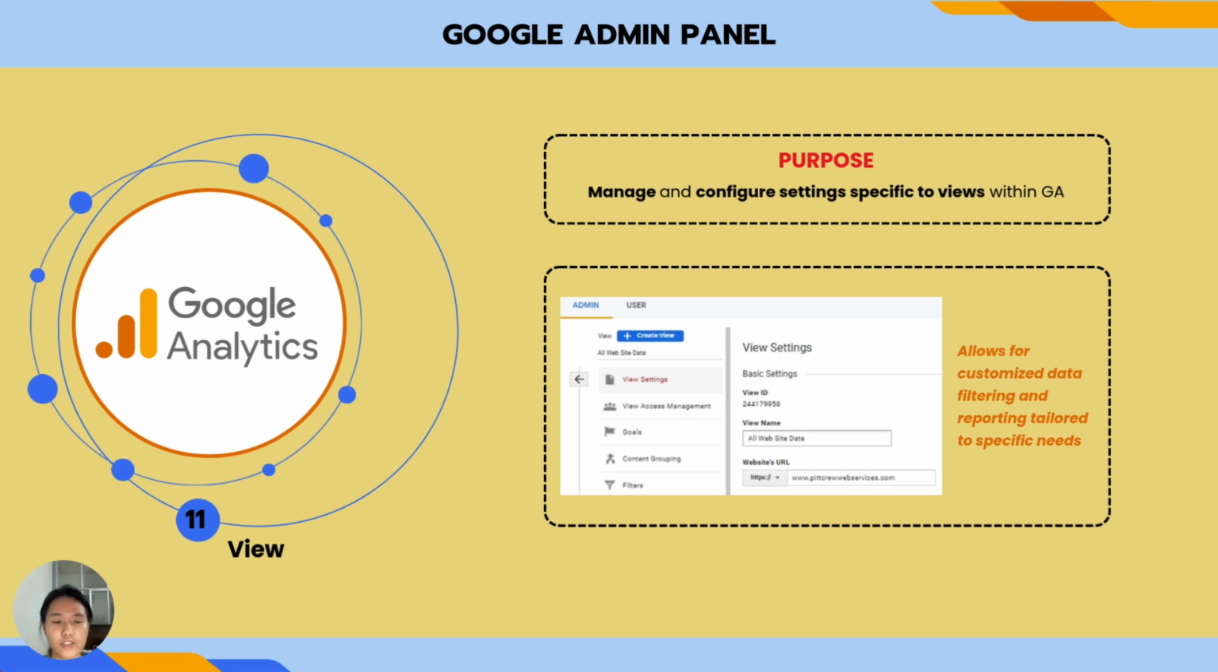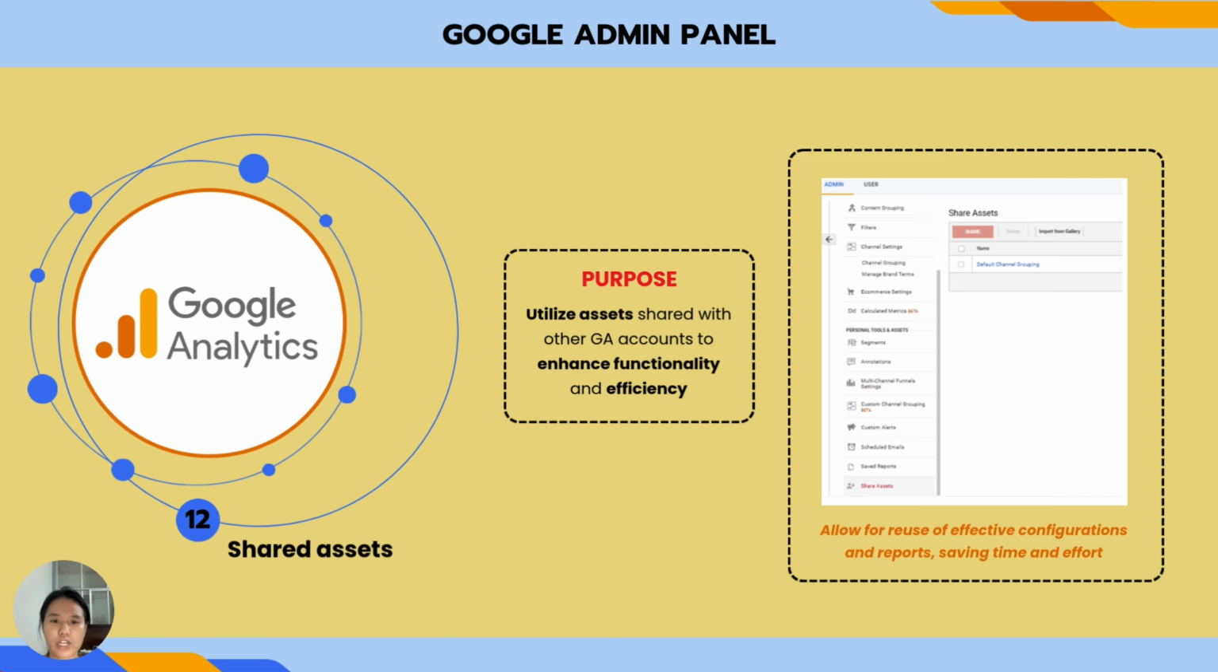View settings. Views allow different filtered perspectives. For example, a clean data view, a testing view, or an unfiltered master view. And the last one is share access. With share access, dashboards, segments and filters can be shared across views and accounts, saving hours of setup time.